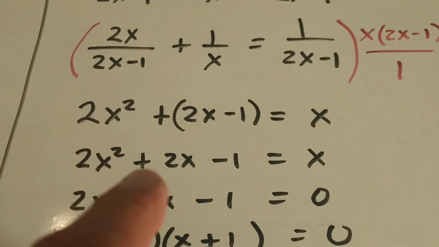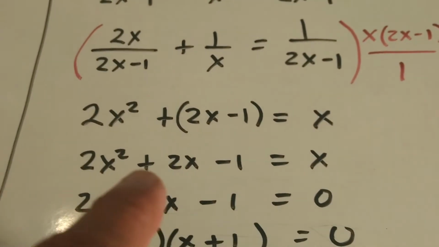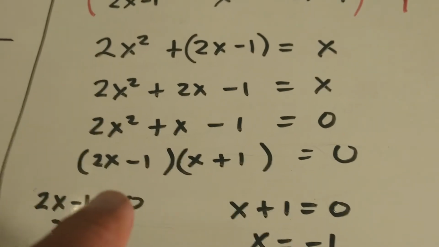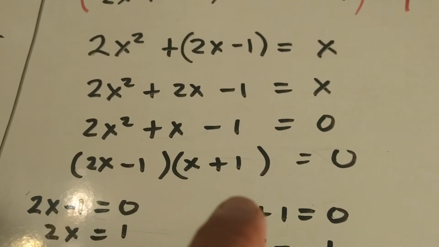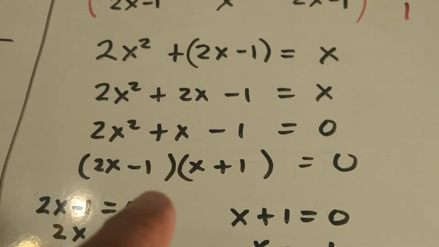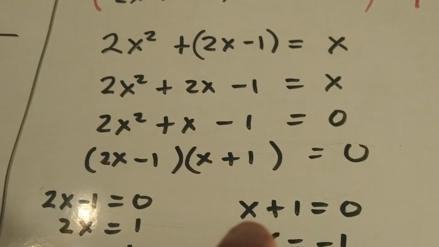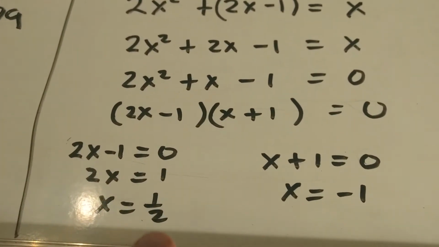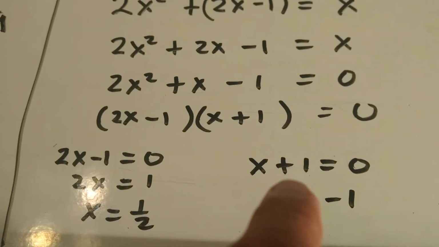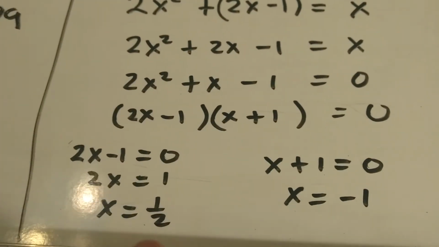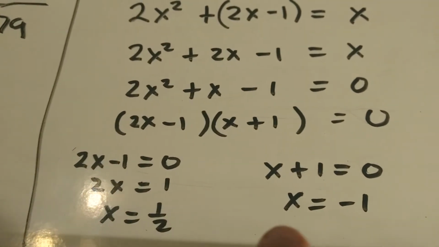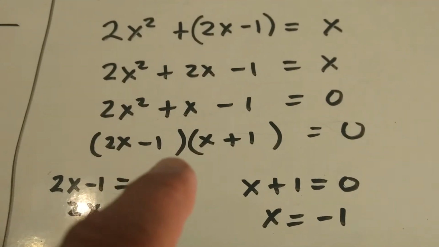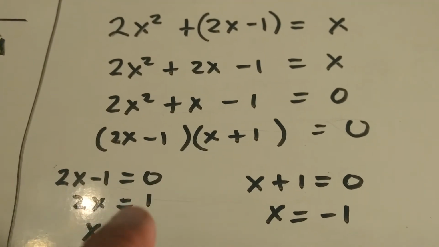So we get 2x squared plus 2x minus 1 equals x. Subtract this x over. We get 2x squared plus x minus 1. This is a trinomial that factors into 2x minus 1 times x plus 1. Remember that if we have factors, we can solve them by setting them equal to 0. So I'm going to take 2x minus 1, set it equal to 0, add the 1, divide by 2, I get x equals 1/2. Take x plus 1, set it equal to 0, subtract the 1, I get x equals negative 1. So there's my two solutions. x equals 1/2, x equals negative 1. Don't forget that when you're solving equations, if you factor, all you do is set your factors equal to 0 and solve.